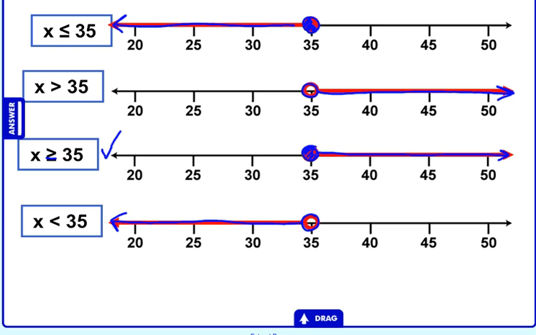So here are the 4 different symbols. And you can see that even though the graphs are similar, they all are different. They're either open or closed, and the arrow is going one way or the other. So they are different. They're similar, but they're different.